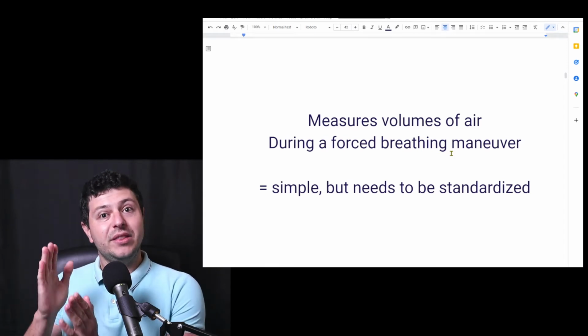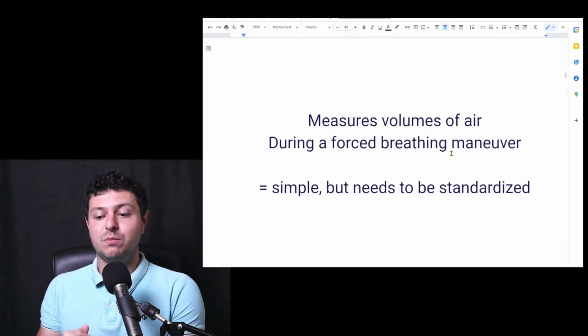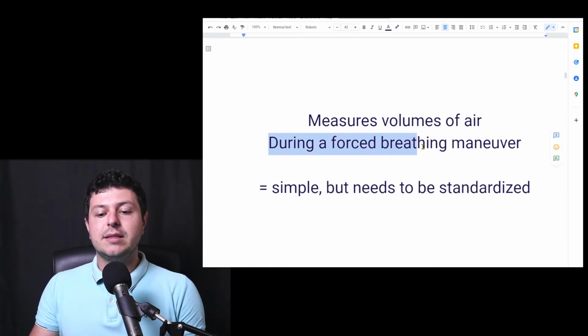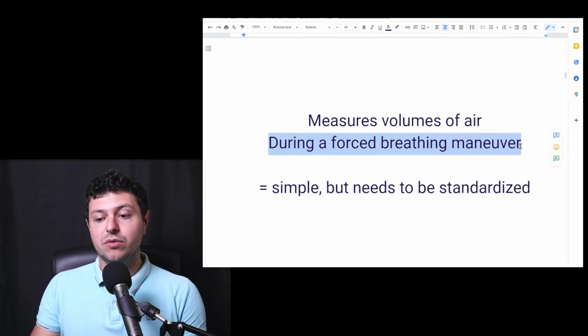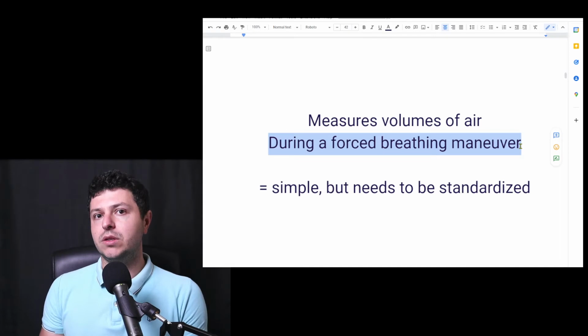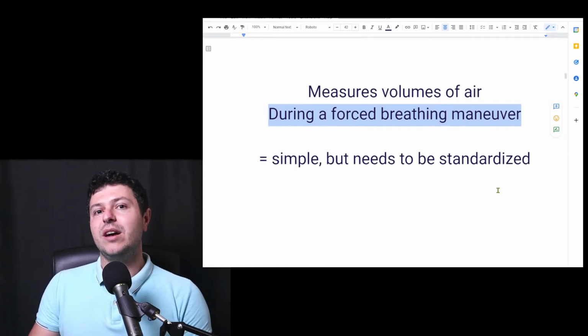So those values are just measurements. So it's important to do spirometry in a standardized way. So mostly it's done during a forced breathing maneuver, because that leads to most reproducible and correct results. And I'll explain in a second how we do that, but basically simple, but needs to be standardized. That's why we have technicians who help people do that.